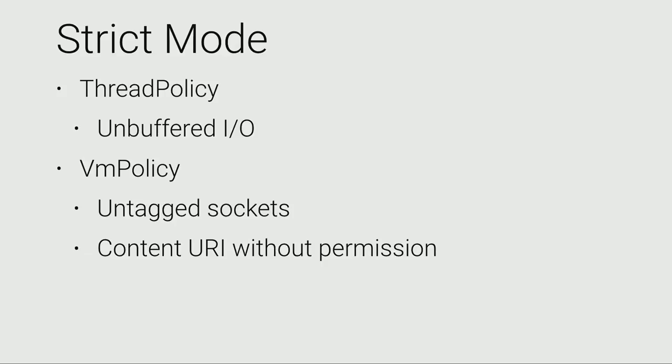All right, new APIs for you as developers. So we expanded on the StrictMode API that I'm sure you're all using in your debugging. Now on the thread policy, you can get warned when you're using unbuffered I/O. So if you use an input or an output stream without wrapping it into one of the buffered streams, you'll get a flash or whatever trigger warning you've set. On the VM policy, if you don't tag your sockets, you can also get warned. Tagging sockets is really useful to do traffic debugging using Android Studio.